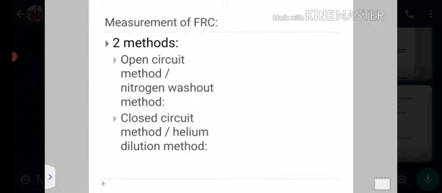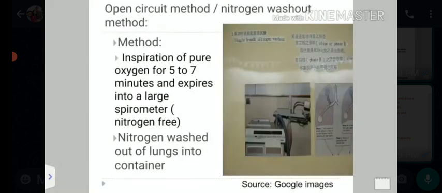FRC, functional residual capacity, is measured by two methods, and they are: first is open circuit method or nitrogen washout method, and second, that is closed circuit method or helium dilution method. Starting with first, open circuit method or nitrogen washout method.